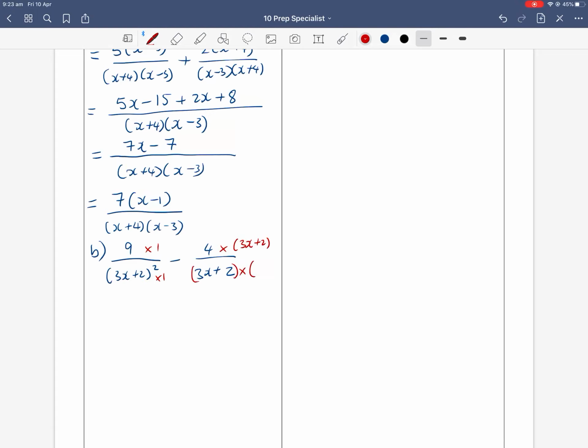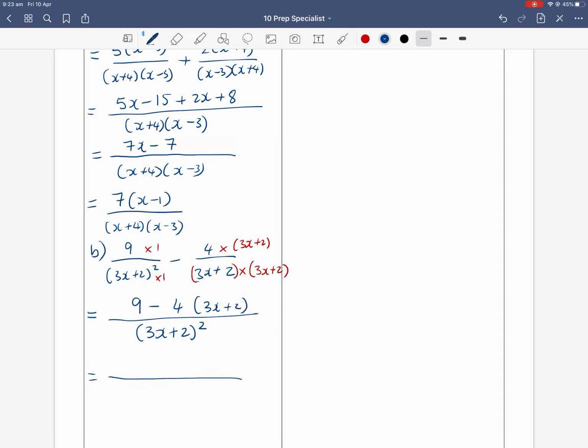And then, to make the denominator on the second fraction, 3x plus 2 squared, we need to multiply by 3x plus 2. So simplifying, because the denominator is the same, we can put it all over a common denominator of 3x plus 2 all squared. On the top we have 9 minus 4 outside of 3x plus 2.